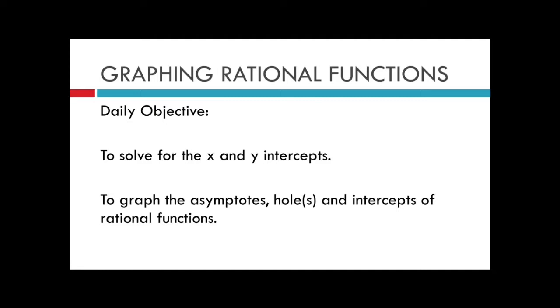So our objectives for today are the following. The first one is to solve for the x and y intercepts. We are looking for these vital points before we formally graph rational functions. Secondly, we'll also be graphing the asymptotes, the holes or discontinuity of the graph if it exists in the function, and once we find the intercepts, we'll also be plotting them in our rectangular plane.